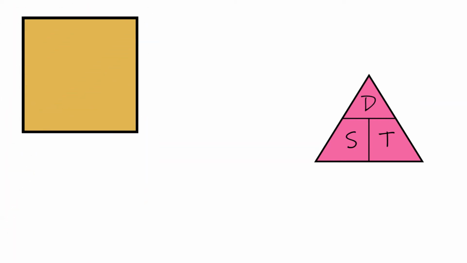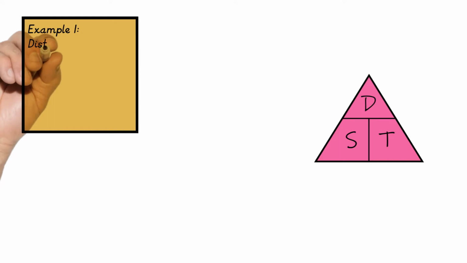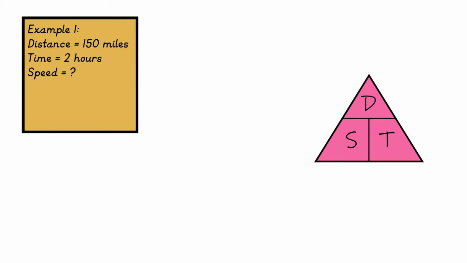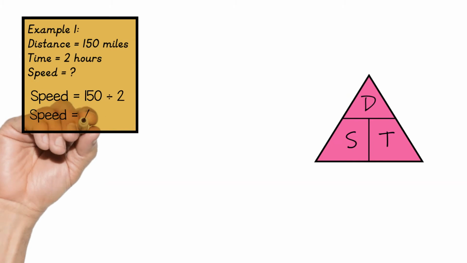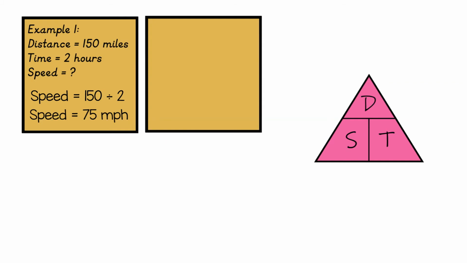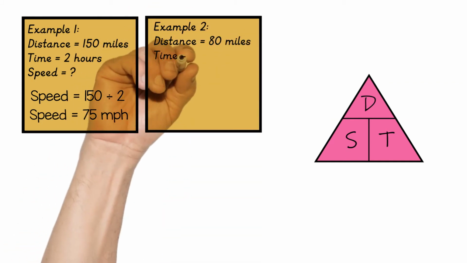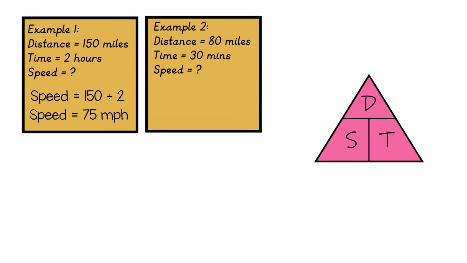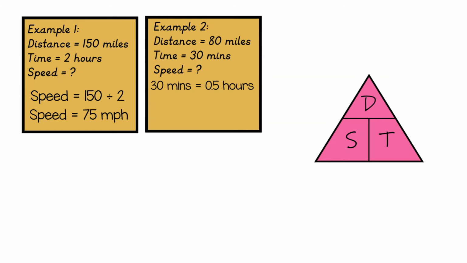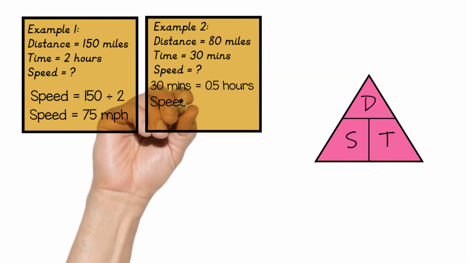We have the distance of 150 miles, the time of 2 hours. To find speed, you do distance divided by time. And the speed will be in miles per hour, because that's what the units were for distance and for time. In example 2, this time the time is in minutes, and to use this triangle time has to be in hours. So 30 minutes is the same as 0.5 hours, or half an hour. So to find the speed, we're going to do the distance divided by the time. So it's going to be 80 divided by 0.5.